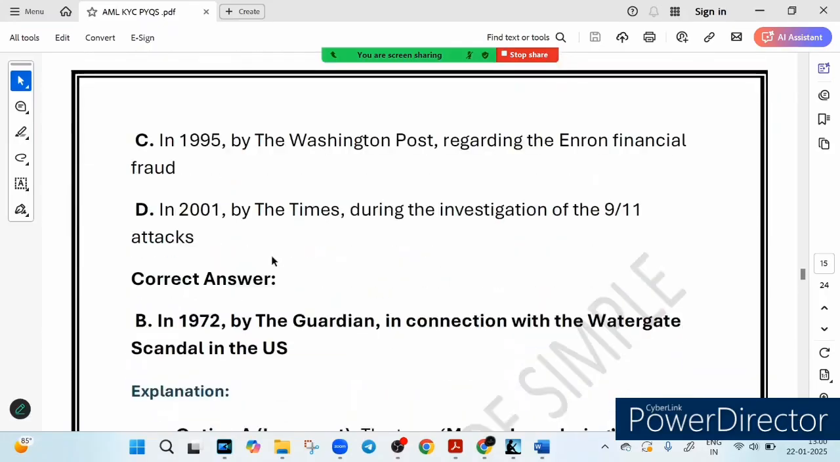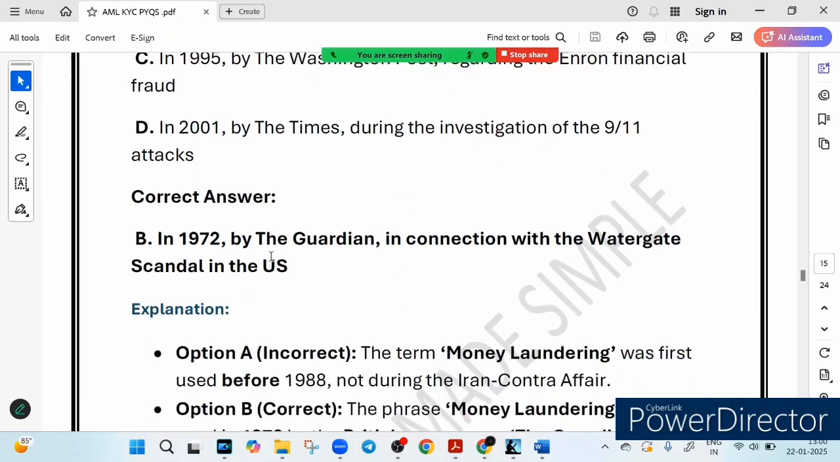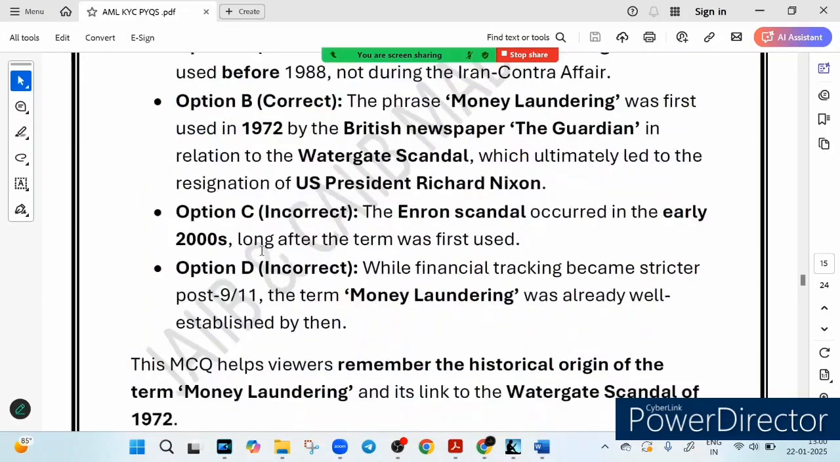Option C, in 1955 by the Washington Post regarding the Enron financial fraud. No, this is also incorrect, because the Enron financial fraud happened much later, in 2001. Option D, by Time during the investigation of the 9/11 attack. No, this is also wrong. So hopefully you have understood that it was first used in 1972 by the Guardian in connection with the Watergate scandal in the US.